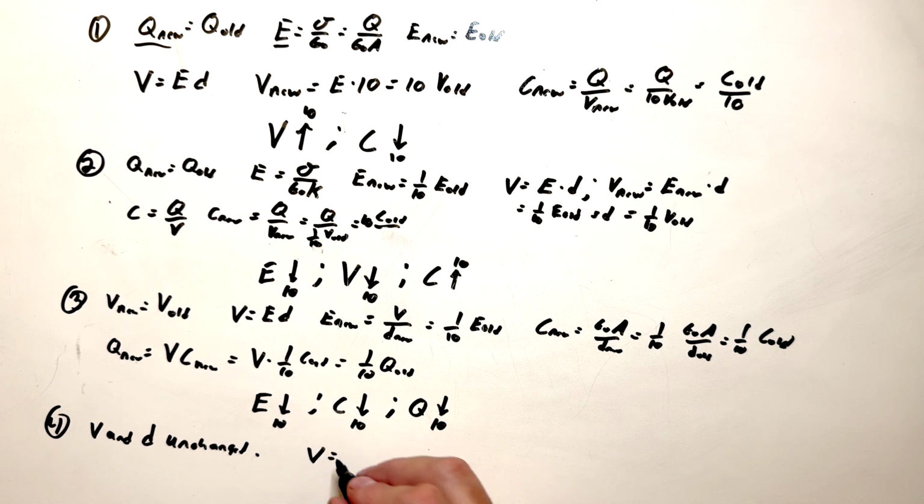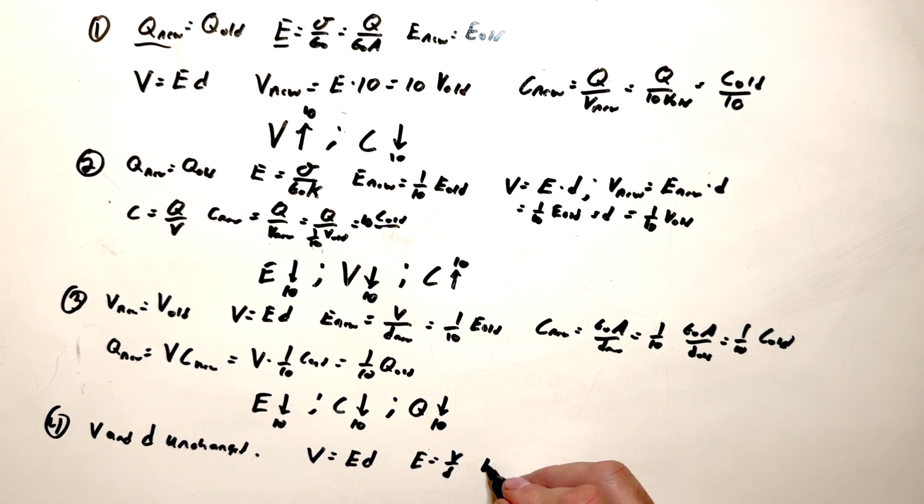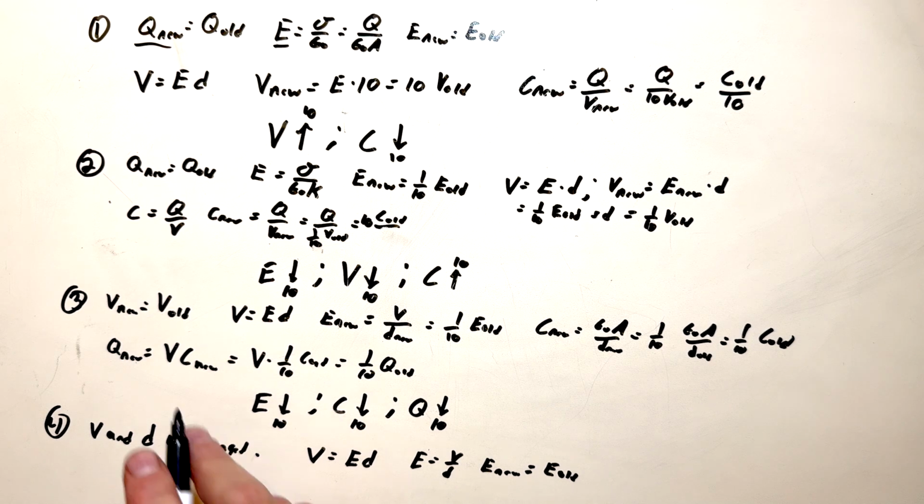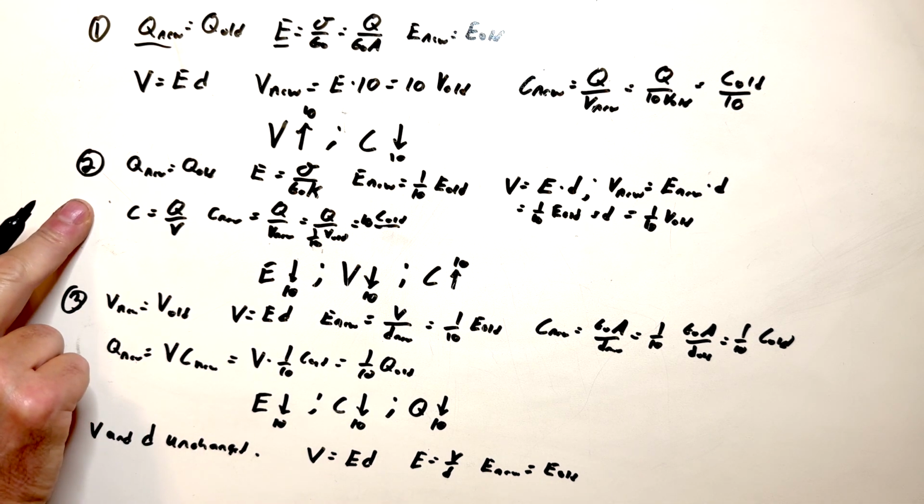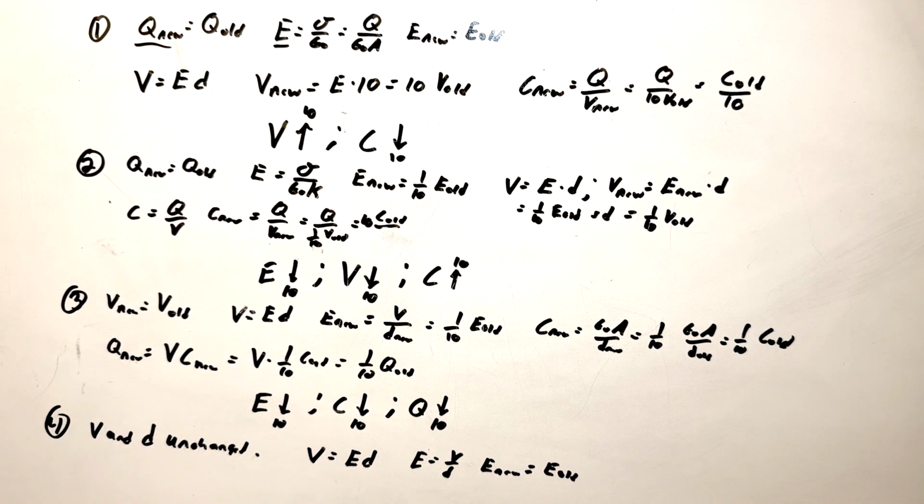V is equal to E times D, and since D and V both don't change, E equals V over D, that means that E new equals E old. So the electric field doesn't change either. Remember, in number 2, where the battery was disconnected, the electric field went down by 10. This time it doesn't change.